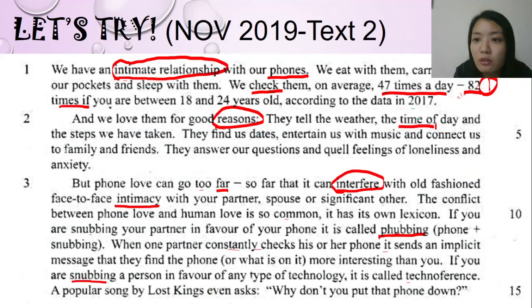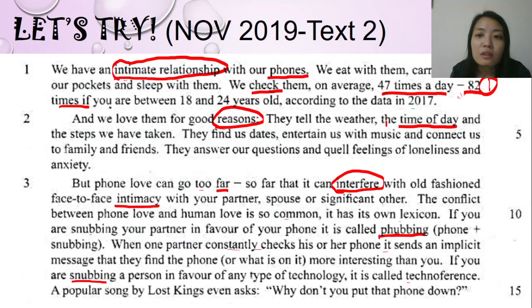Watches tell the time of the day. The steps we have taken, they find us dates, entertainers. Okay, down here, anything about wearing? Okay, we don't know actually. Yes, we have the phone to help us tell the time of the day.